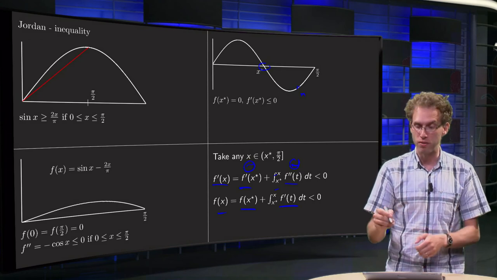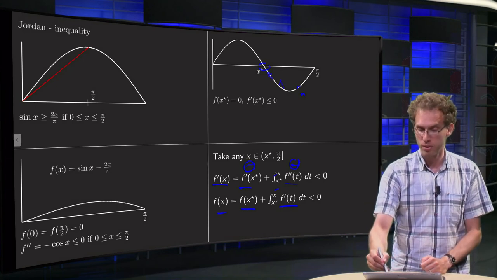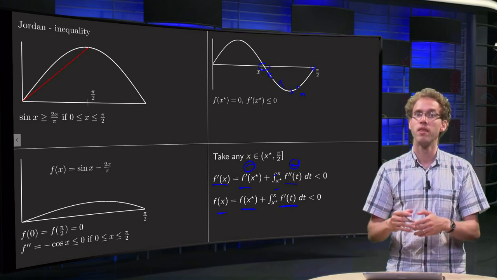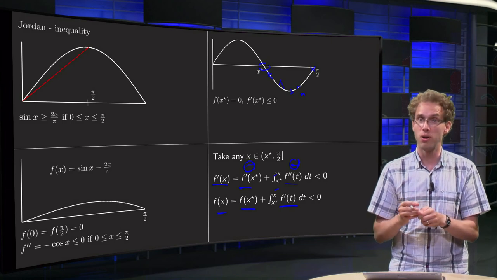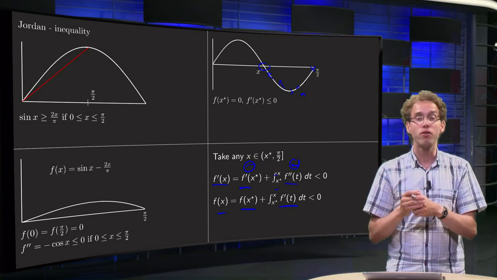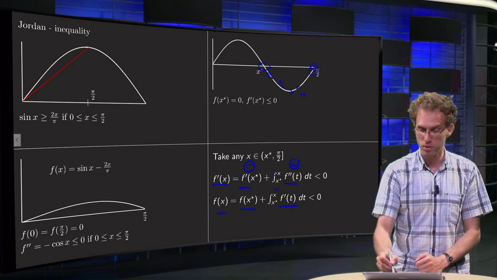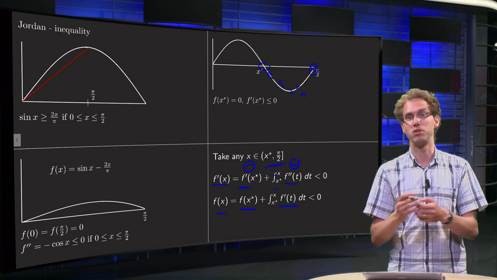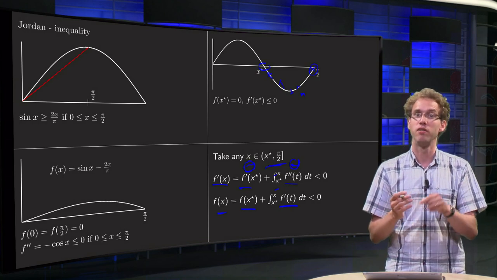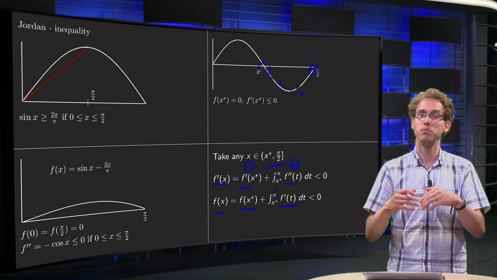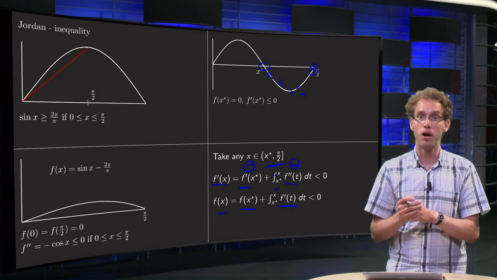So all the f of x values are negative for all x starting at x star and going up to pi over 2. So if you had an x star where f of x is 0, then further on all your function values are negative, including the value for x equals pi over 2. Pi over 2 was included over here. And that's a contradiction because f of pi over 2 equals 0. So that means you cannot have such an x star where your function equals 0, which means that your function, because it's continuous, is always bigger than 0.